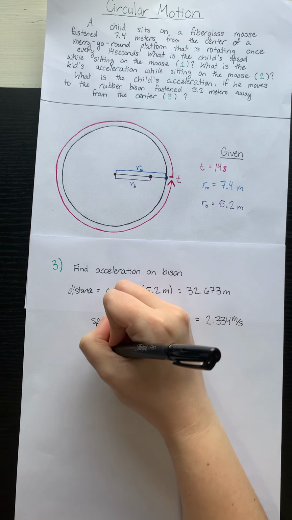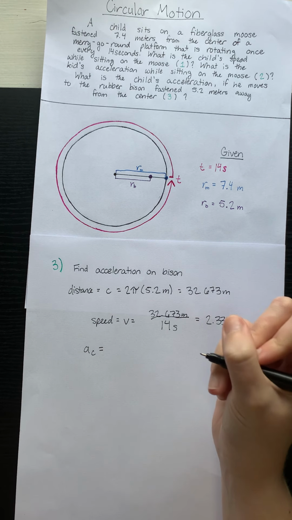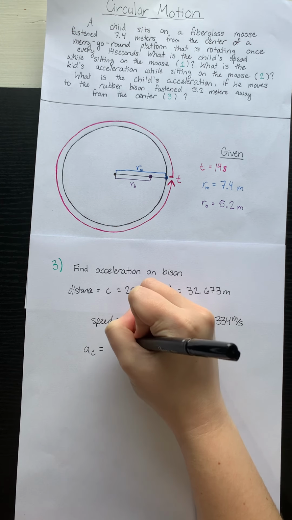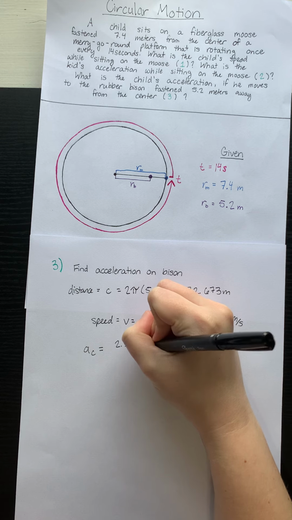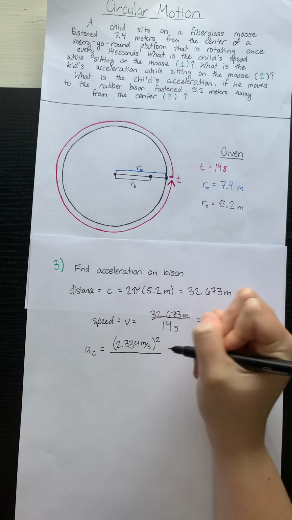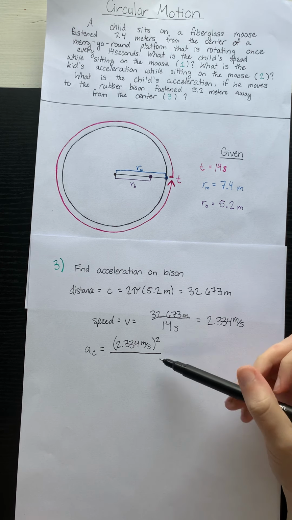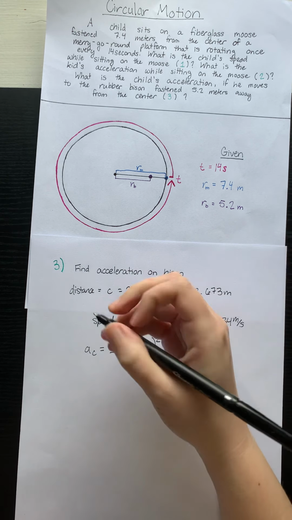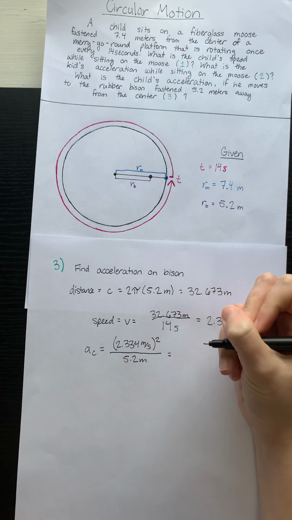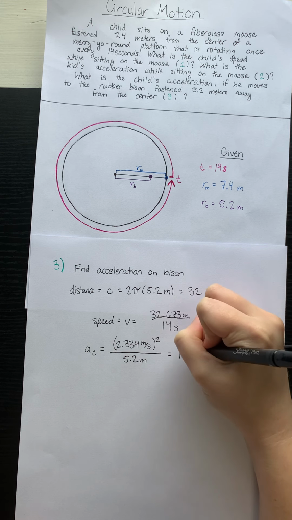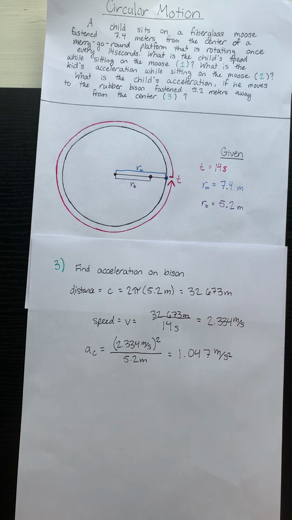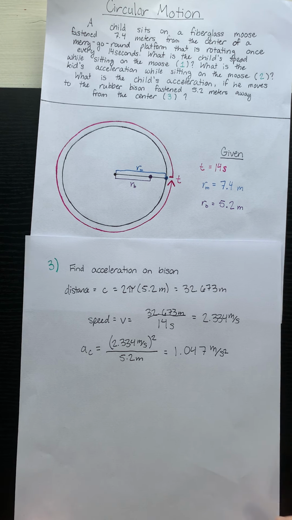And now to find the acceleration, we just have to plug it into the centripetal acceleration formula, which is acceleration equals velocity, which is our speed here, 2.334 meters per second, squared over the radius. And we're going to use the radius of the bison, 5.2 meters, equals 1.047 meters per second squared. And that's how you solve all 3 parts of this problem.